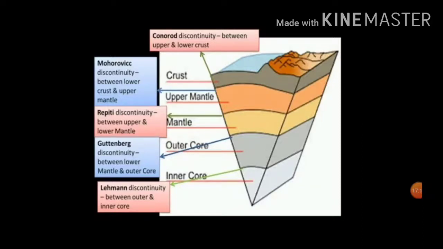And so you can see the discontinuities are named differently. I repeat again, the discontinuity which is between the continental crust and the oceanic crust is called the Conrad discontinuity.